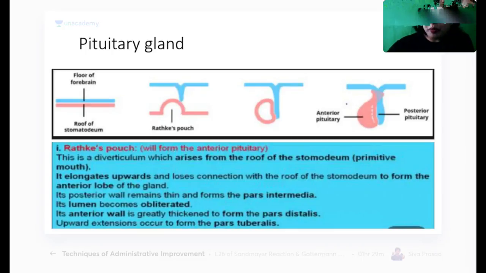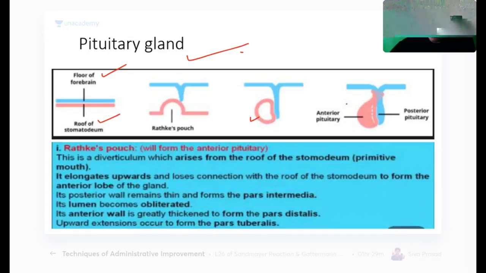Okay, next, coming to the pituitary gland development. We have the floor of the forebrain, here the roof of the stomodeum. The stomodeum forms a nice pouch-like structure. It elongates upwards and loses connection with the roof of the stomodeum to form the anterior lobe. This is the anterior lobe. So ultimately, what forms the anterior lobe? The Rathke's pouch. How did you get it? From the stomodeum. Okay, that is the anterior pituitary.